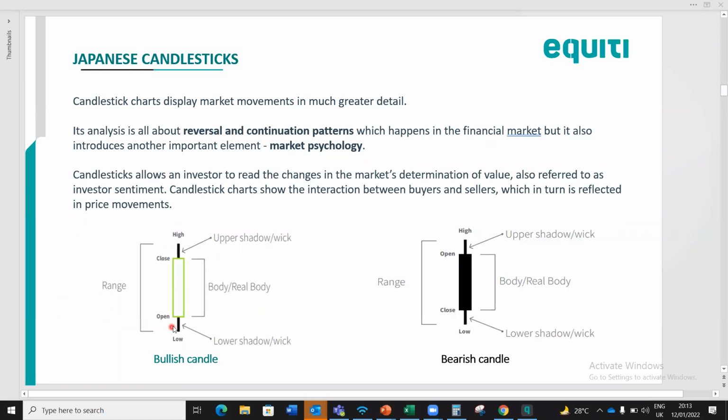The closing price is higher than the opening price, but this is the highest point the market experienced within that session. Then this is the lowest point the market experienced within the session. Remember, I've already told you that the candle has the real body and also the shadow. So in this case, we have a lower shadow or lower wick and an upper shadow, called the upper wick.